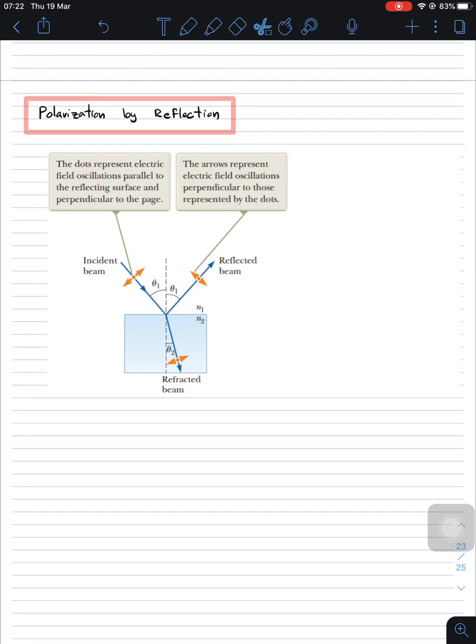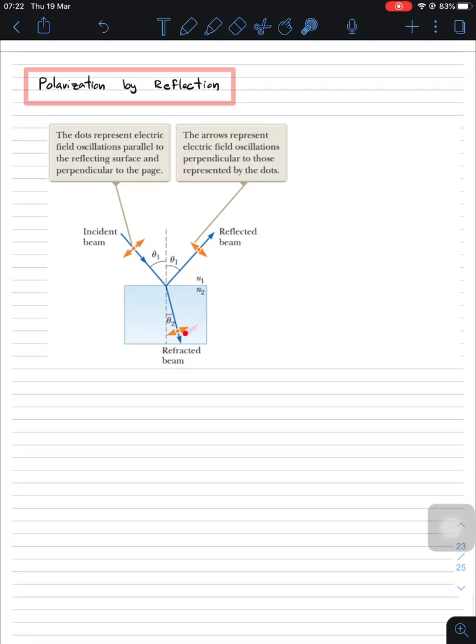We can get polarized light by reflection as well. So let's consider these pictures. I think that you have seen this picture many times. We have the incident beam incident on the interface between medium 1 and medium 2. Some part of the light will be reflected in this direction, and some part will be refracted into this direction. And then we can use Snell's law to find the relationship between theta 1, the incident angle, and theta 2, the refracted angle here.